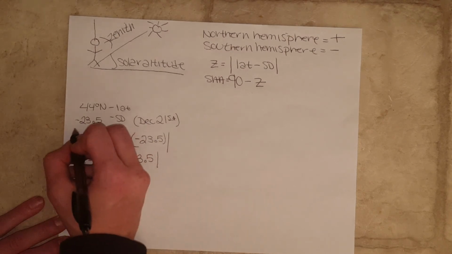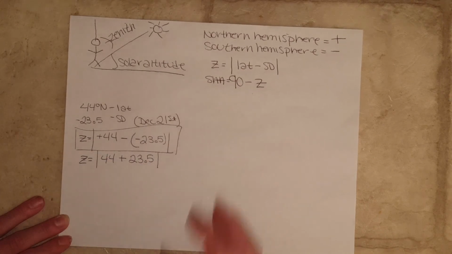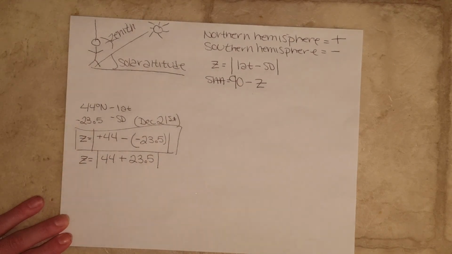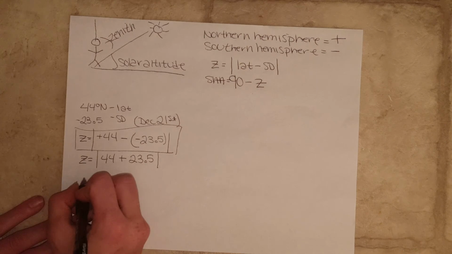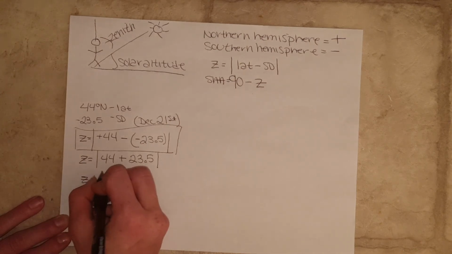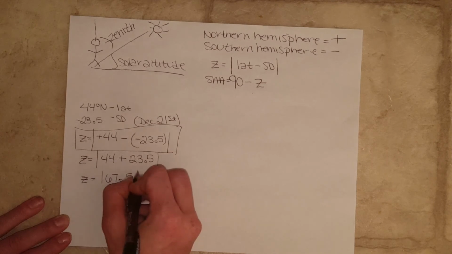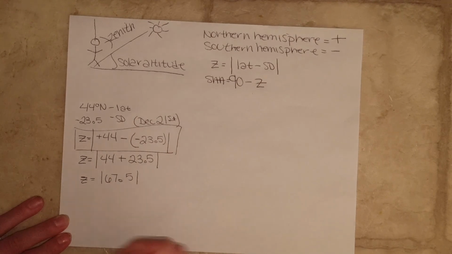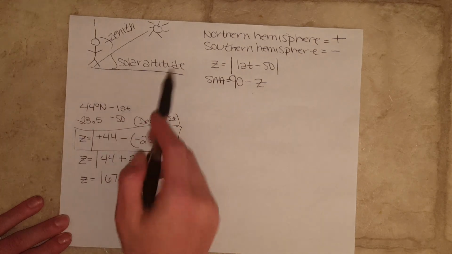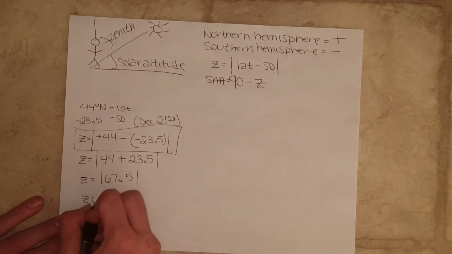Certainly feel free to put this straight into your calculator. It will know what to do, and it won't cause you any issues. But what this means is that Z equals the absolute value of 67.5. In this case, we don't need a north or south because we're working in this first quadrant, so Z equals 67.5.